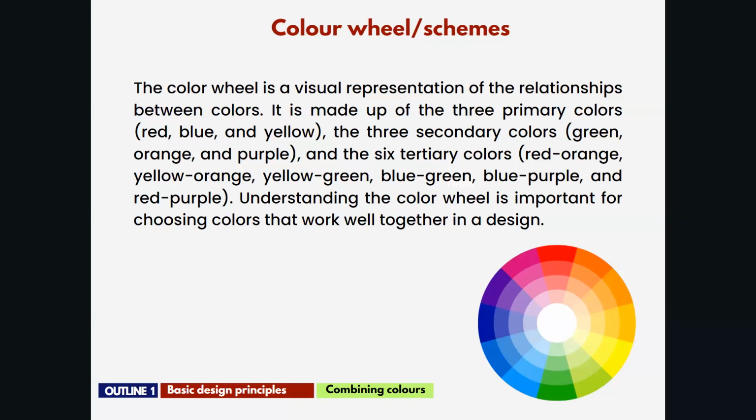So I'll just continue. The color wheel is a visual representation of the relationship between colors. It's made up of three primary colors, that's red, blue, and yellow, and the three secondary colors, that's green, orange, and purple, and the six tertiary colors: red-orange, yellow-orange, yellow-green, blue-green, blue-purple, and red-purple. Understanding the color wheel is important for choosing colors that work well together.